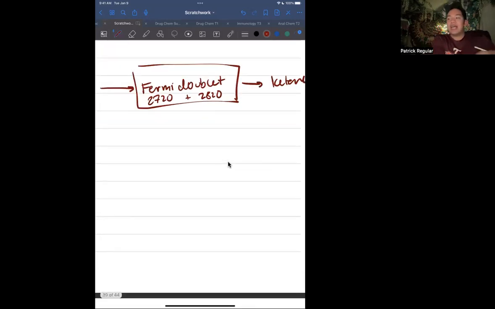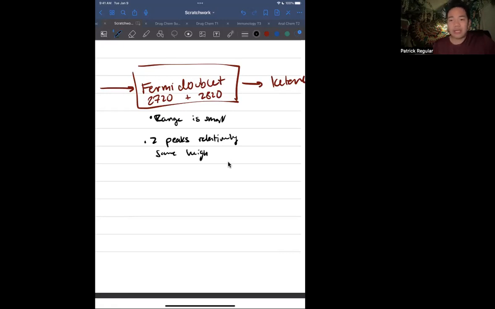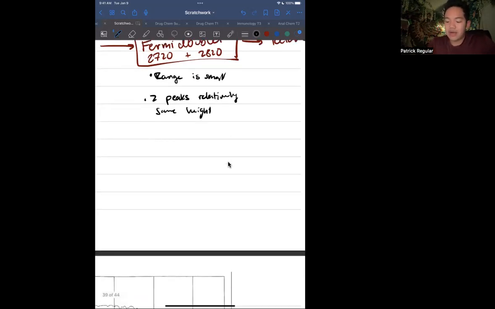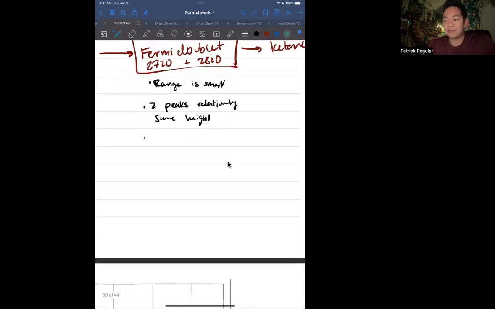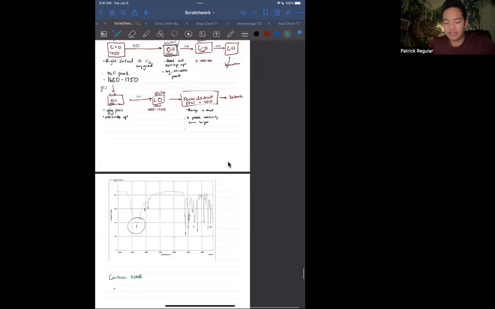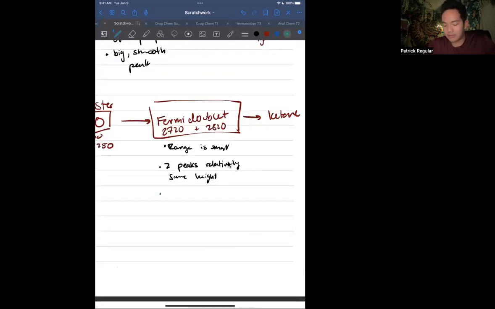Now for these, the things that I've seen is that the range, well, first off, let me write it down. Range is small. The two peaks are usually going to be relatively the same height. Now you can't always tell because maybe the second peak might be partially eaten up by some sp3 peak. Well, I'll show you in a bit later. Now, one note I want to make is that these can also be pretty mid. So like the 1600 and 1475, mid is okay. These don't have to be really tall. Like if they're there, they're there.